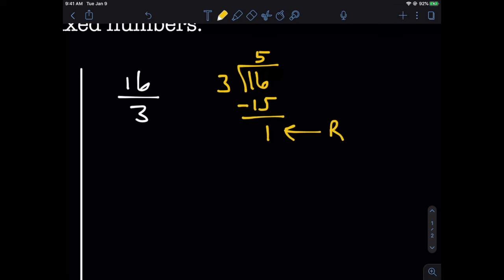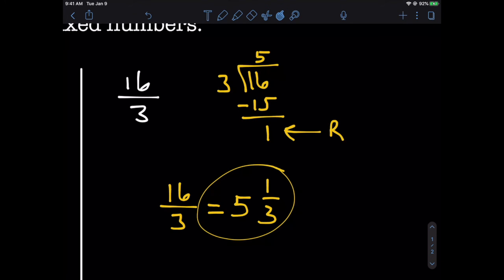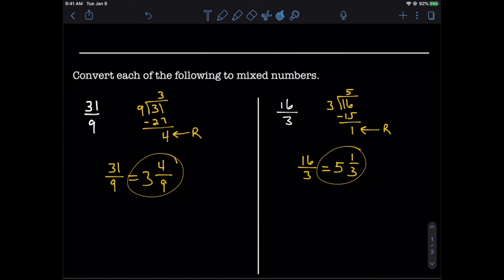This is our remainder. Setting up our mixed number for 16/3, we're going to have the whole number 5. Our numerator is the remainder 1, and then the original denominator was 3, so 16/3 is the same as 5 1/3. See, would I lie to you?